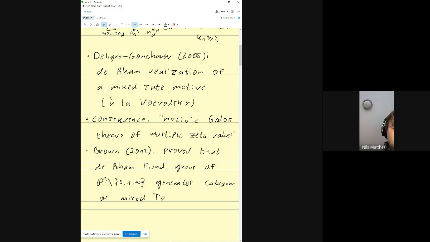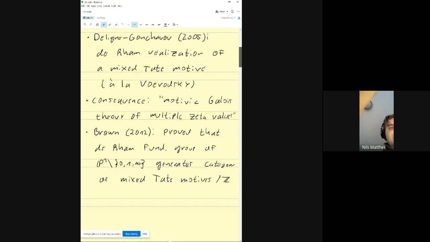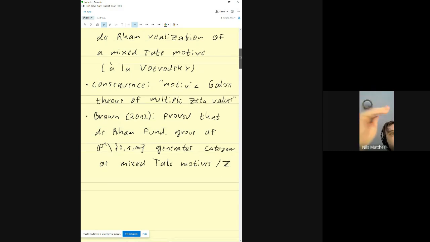So of mixed Tate motives, and actually mixed Tate motives over the integers, to be technically precise. And so again, his proof is kind of Galois theoretic in nature. So his proof proceeds by studying Galois theory of multiple zeta values, and it has applications. Let me just mention that this also has applications to the structure of multiple zeta values.